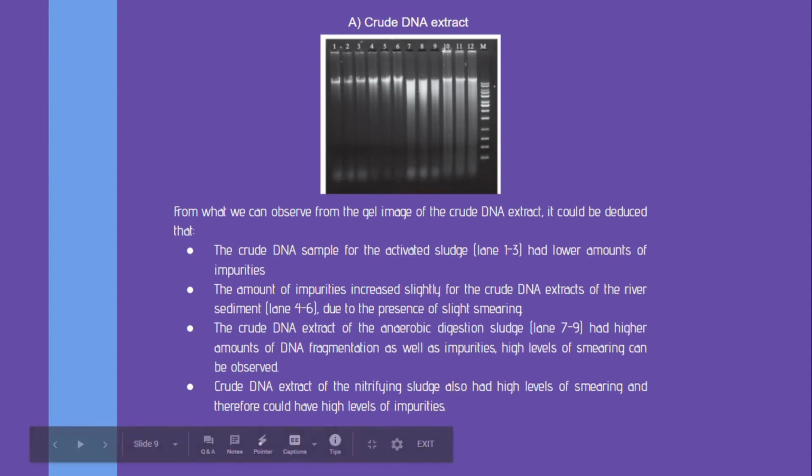From what we can observe from the gel electrophoresis of the crude DNA extracts, it is found that the activated sludge had the least amount of impurities, followed by the river sediment, and the anaerobic digestion and nitrifying sludge both contained high levels of impurities. This was deduced by the presence of distinct bands and the level of smearing observed.